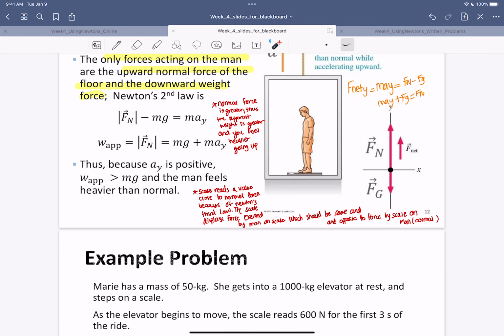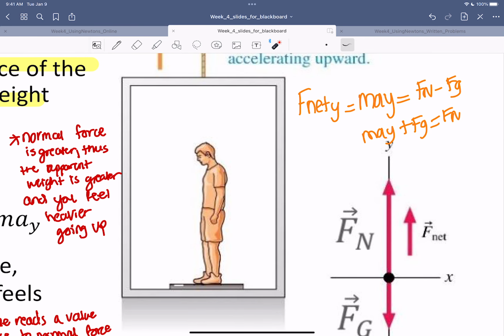How about if I'm going down with an elevator? What's my net force there? Positive or negative? So if I have a negative net force, what does that mean for my F net y? If I were to want to adjust this ma_y, what would I have to do? Exactly. So it's a negative ma_y, right? So I have a negative ma_y here. So if I have a negative ma_y, and this is still equal to Fn minus mg, right? Is my apparent weight greater than or less than my actual weight?